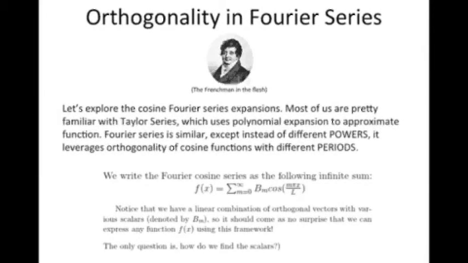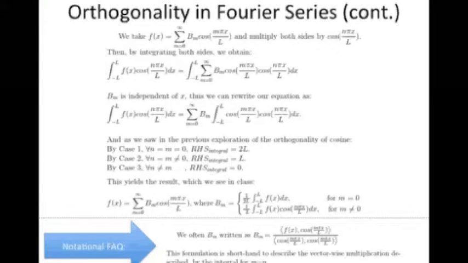And this should come as no surprise, because you already know that the sum of all cosines, rather, forms an orthogonal set with some scalar, which we denote b sub m, required in order to approximate, and in this case, if it's an infinite sum, get exactly f of x. So now the question is, how do we find the scalars? And that's basically just algebra.